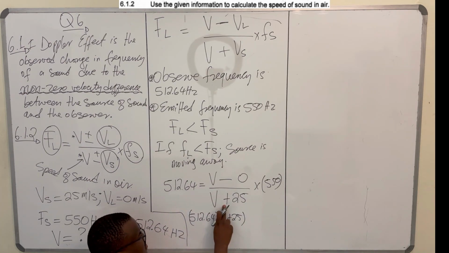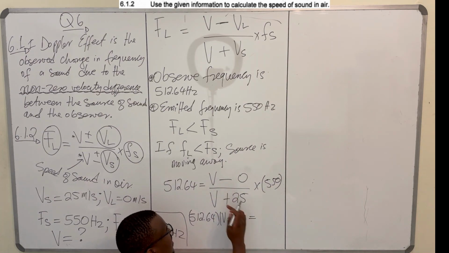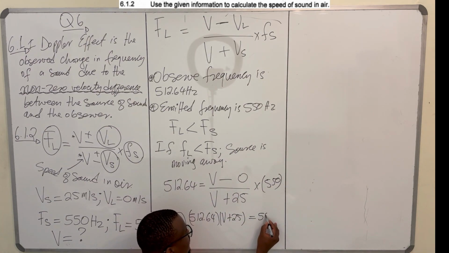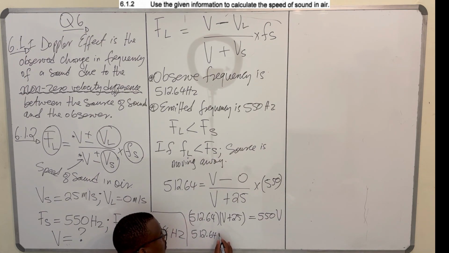So this times this is equal to 550 times V, so you have 550 V. No problem. What do we do? This times this, so it's 512.64 V plus 512.64 times 25. You punch that in a calculator and see what you get. 512.64 times 25.